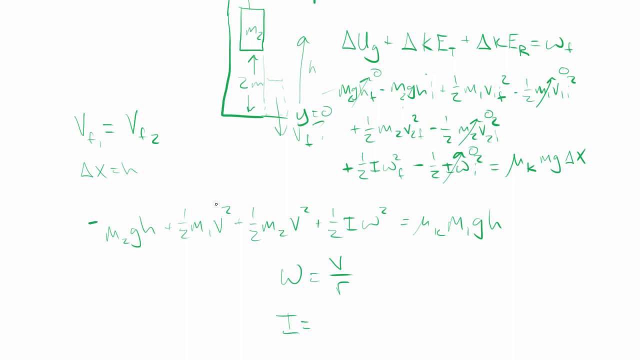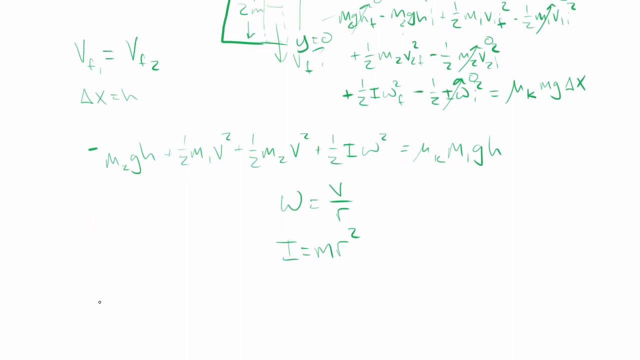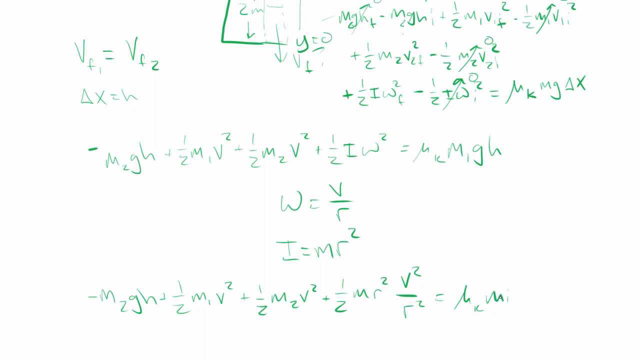It's just mr squared. All right, so if I plug these two things in, what I get is minus m2gh plus 1/2 m1 times v squared plus 1/2 times m2 times v squared plus 1/2 times mr squared times v squared over r squared. And that's equal to mu sub k m1 gh. And I can cross out those two r squareds. And this is the mass of the pulley.